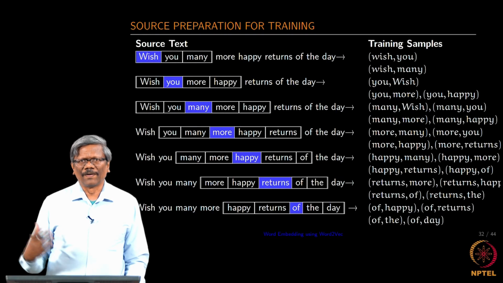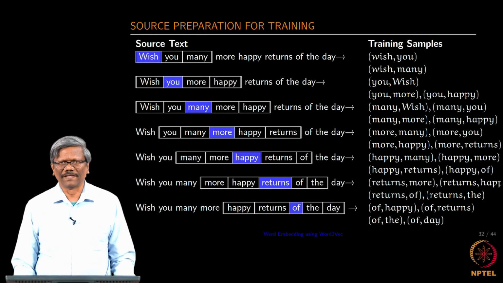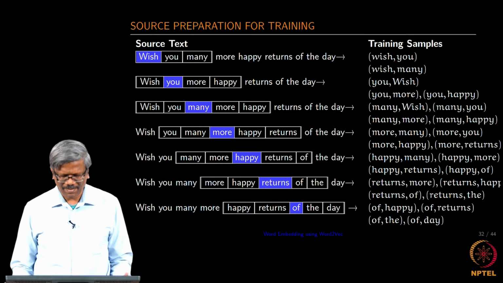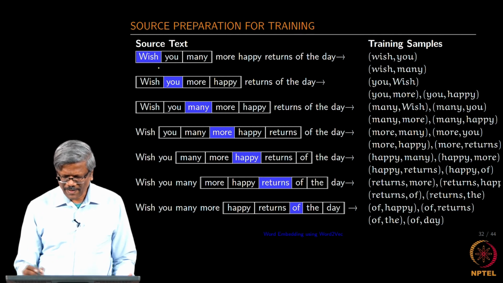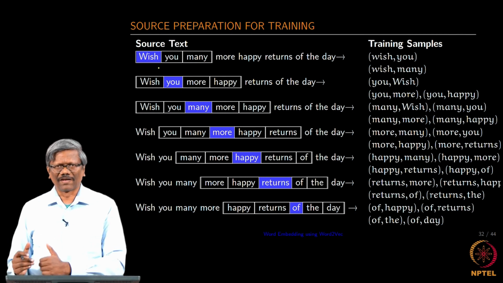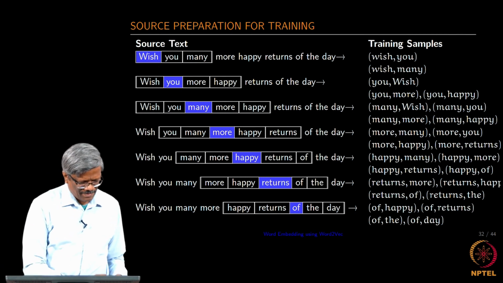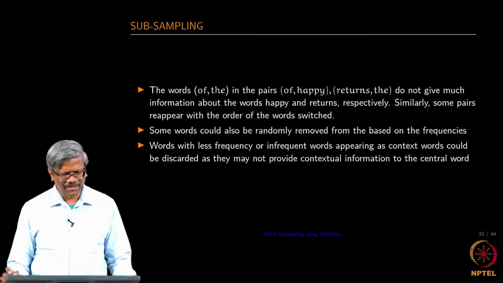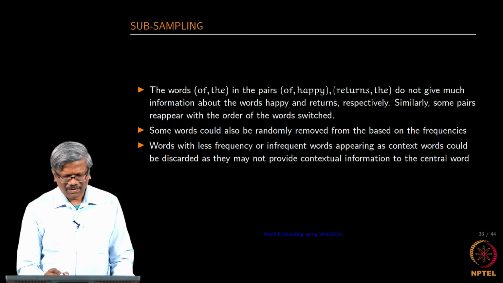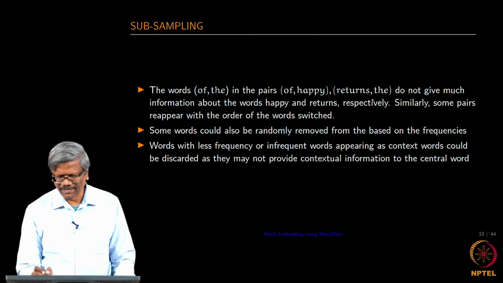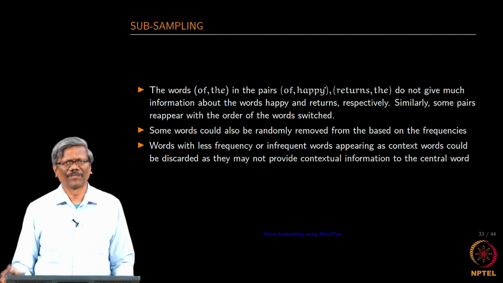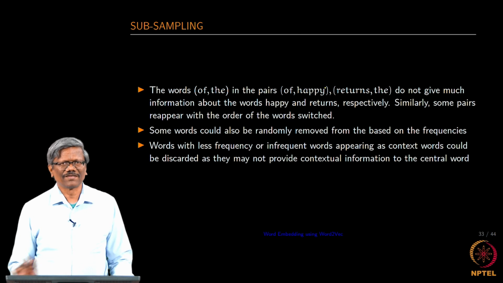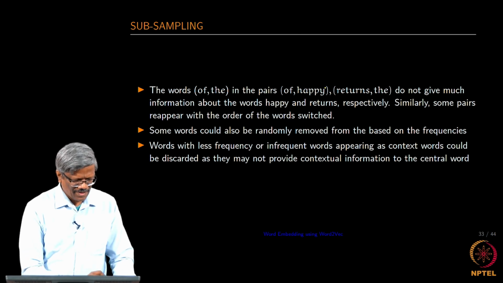So, how do we really reduce the complexity of that? We need to start from the training samples, right. This is the source preparation that I had shown earlier. If you look at this, there are many bigrams that are repeating. Let me show some examples. See, for example, pairs like "of the" or "the happy returns" do not give much information about the words happy and return, correct. The context is not good enough in the bigram model.